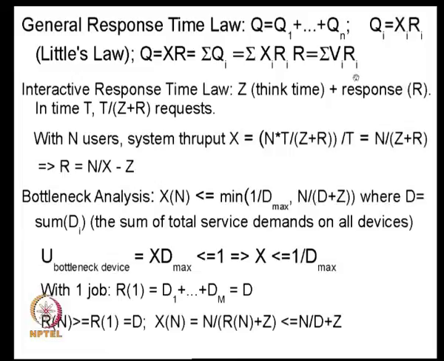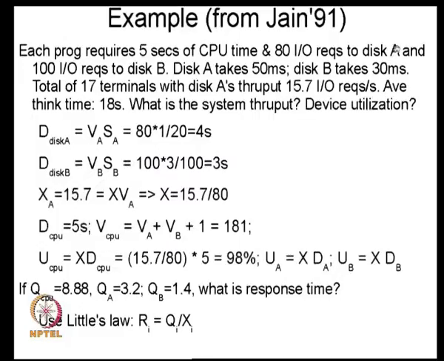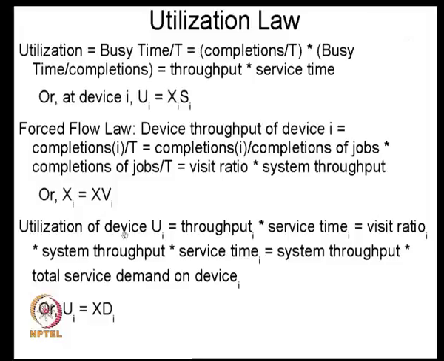Okay. What it is saying is that if you look at the number of visits at a particular device multiplied by the response time, and you sum up all of these, that will tell you how many people are there in the system. I am just using Little's law to derive this, and we are using Qi equal to Xi Ri.